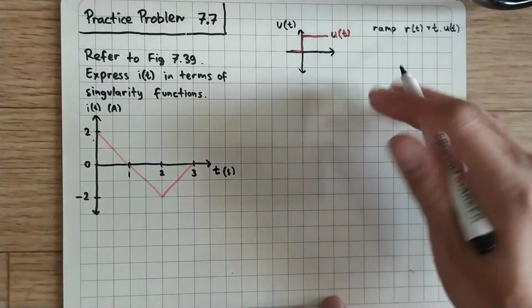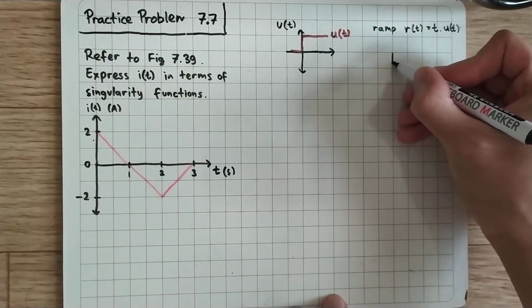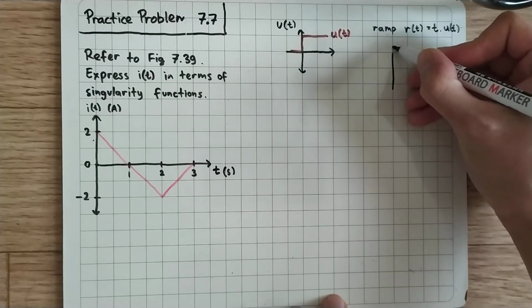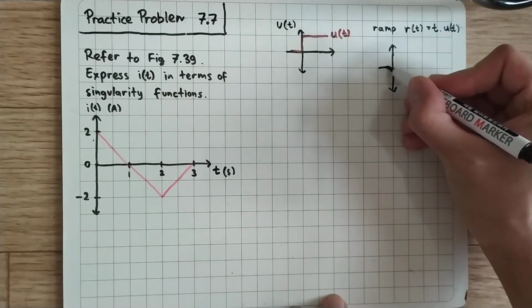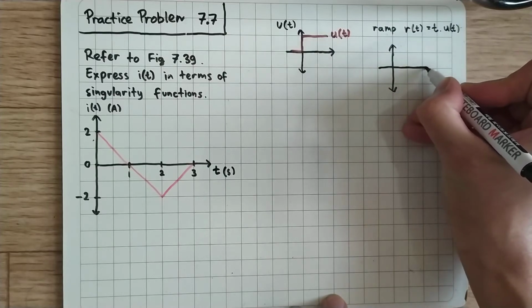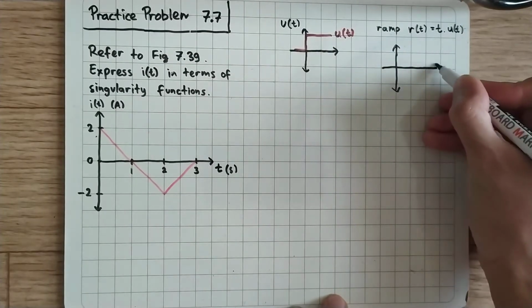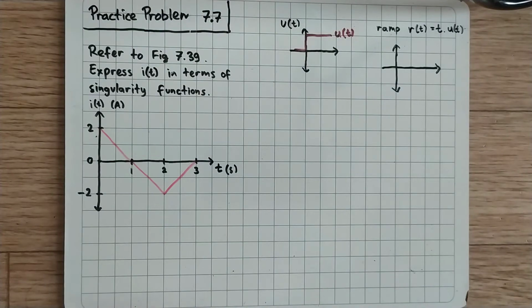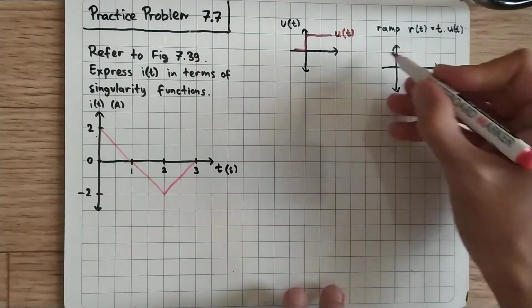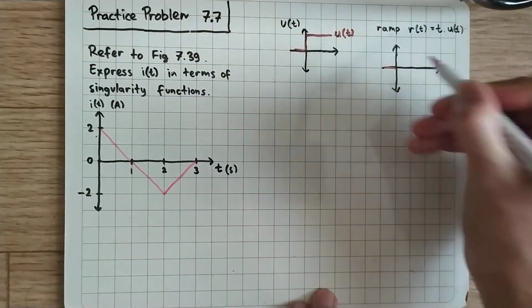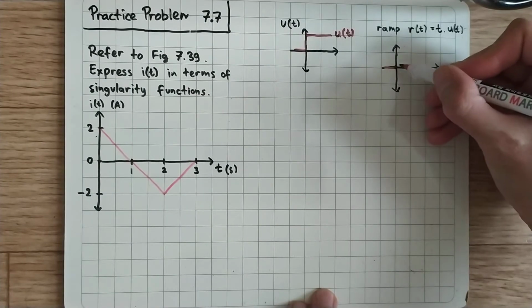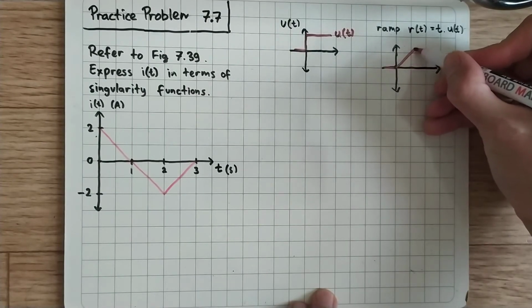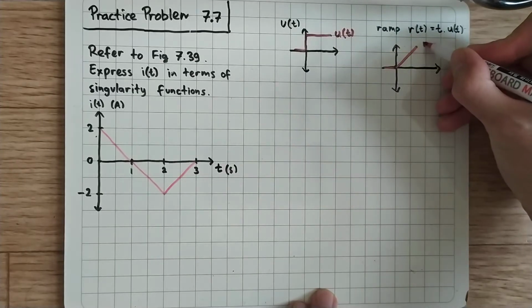Okay, and I will sketch it. So a ramp function is like this. When t is less than 0, the value is 0 here. But when it's greater than 0, it will follow t. So it's like this. So this is r(t).